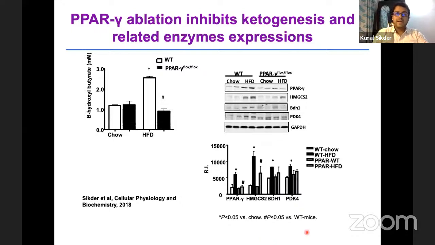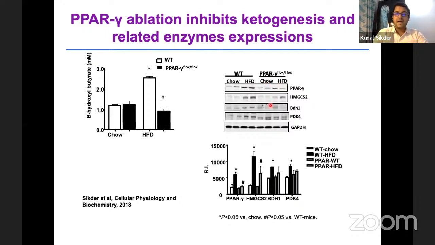Then we went to the next part of the study, whether the ablation inhibits ketogenesis and the related enzyme expression. So now the study becomes a little complex. Now we have 4 groups. In wild type, we have chow, the regular group, and the high fat diet. And in the PPAR gamma knockout, we also have the regular one and then the high fat diet one, right?